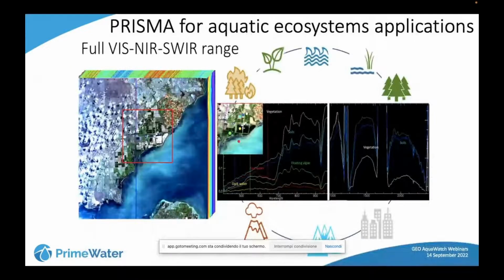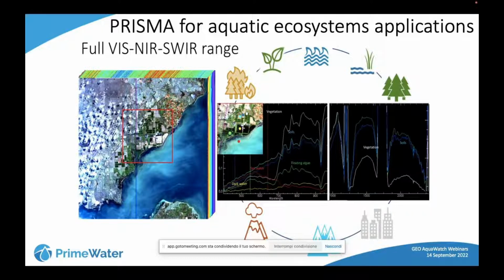But now after having presented Prisma, I would like to focus more on what Prisma can do, or maybe be used for, in aquatic ecosystem applications. As I said, Prisma is a full visible near-infrared, shortwave infrared spectrometer, which actually provides more than 200 bands from 400 nanometers up to 1500.